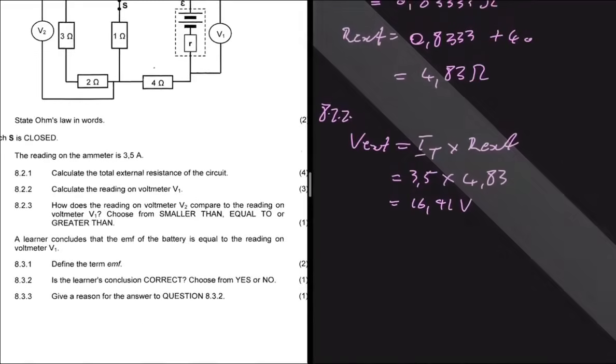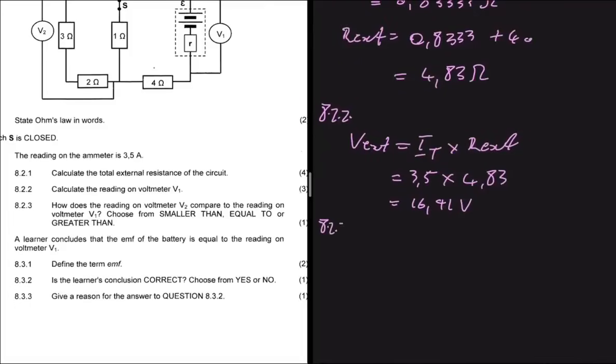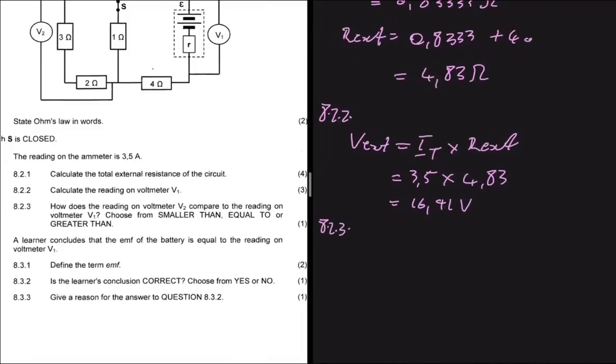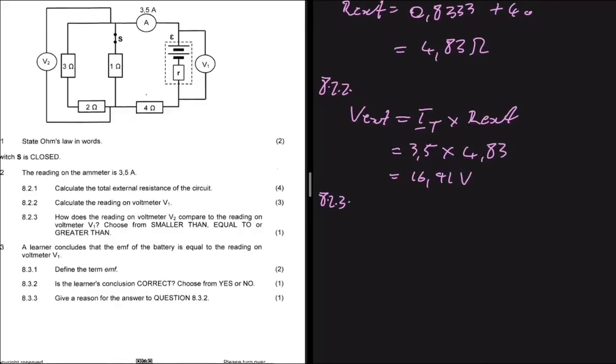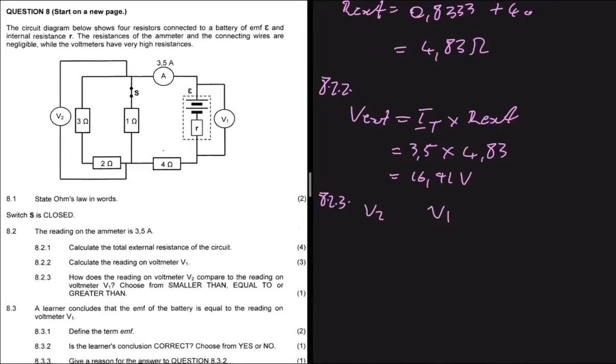So we have 8.2.3. 8.2.3 is saying, how would the reading on voltmeter V2 compare to the reading on voltmeter V1? Choose from smaller than, equal to, or greater than. So we have V2, and how does it compare to V1? So let's go to our circuit. We've already established that V1 is going to read V external, right? And then let's look at V2. V2 is connected across this path that is in parallel, right? V2 is going to read VP, right?